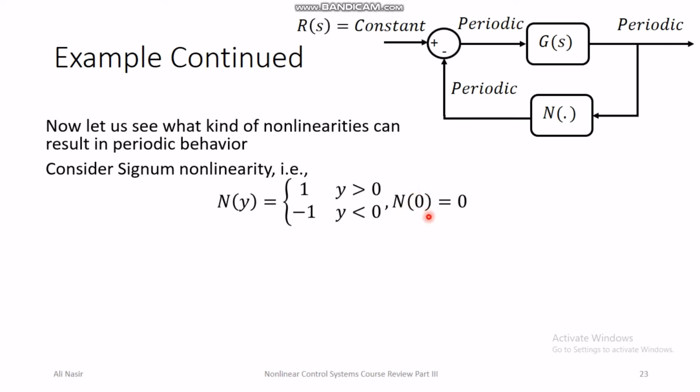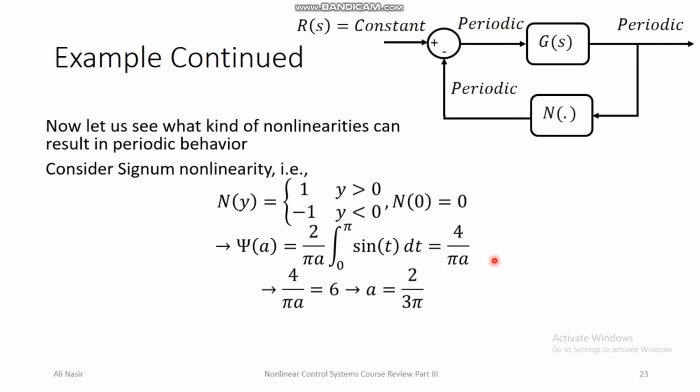So we assume for clarity that y of 0 is 0, n of 0 is 0, otherwise n would be undefined at y equals 0. So if we calculate the describing function of the signum nonlinearity, it turns out to be 4 over pi into a, and then if we put 4 over pi into a equals 6 to satisfy equation A of the first order harmonic balance, then this gives us the magnitude of the periodic solution to be 2 over 3 pi.